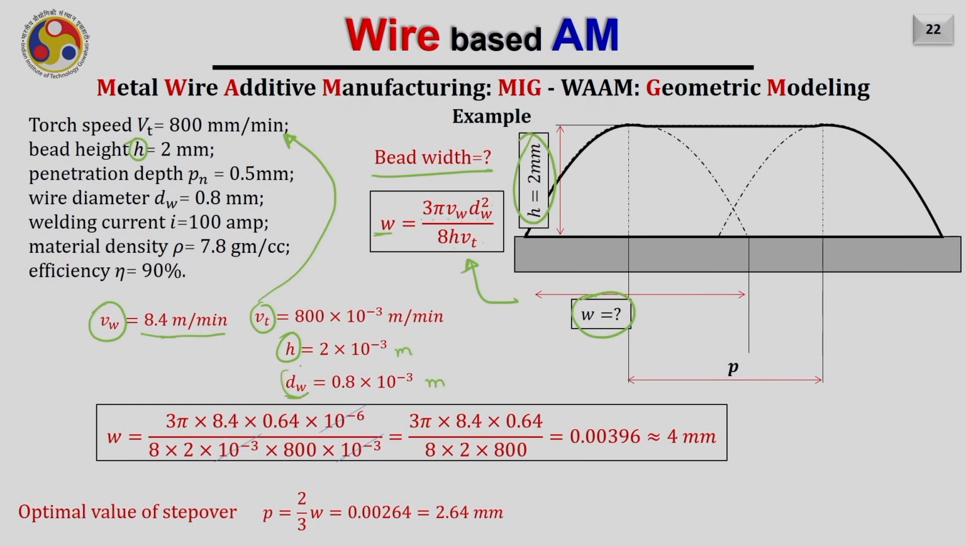Putting all these values into this equation, we will obtain the width of the bead to be 0.0039 meter, and in mm it will be 4 mm approximately. So that is the approximate value of the bead width.